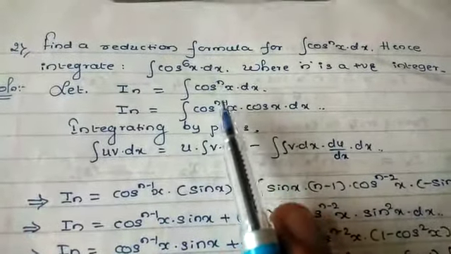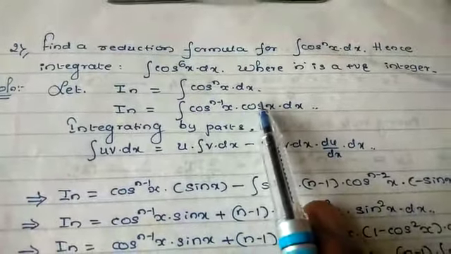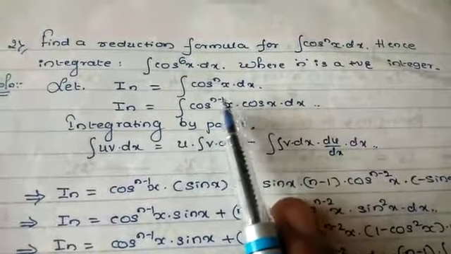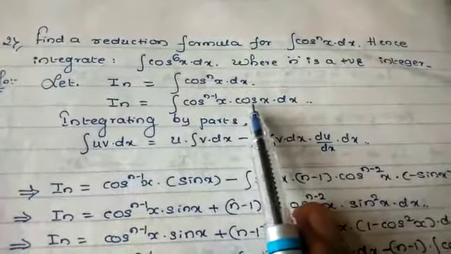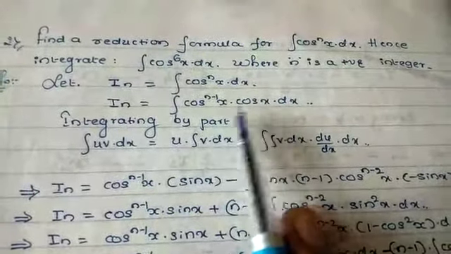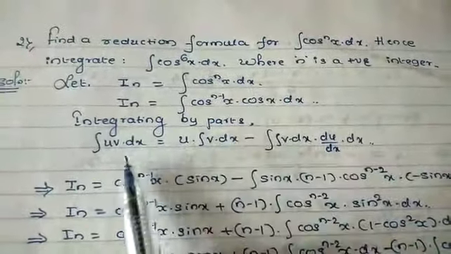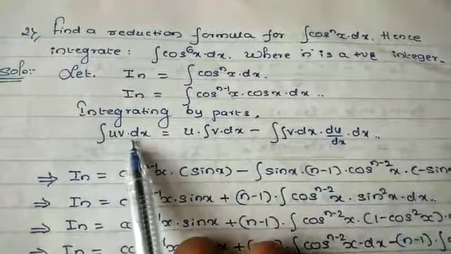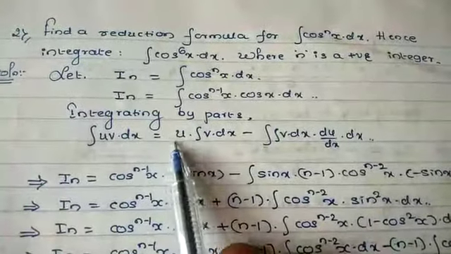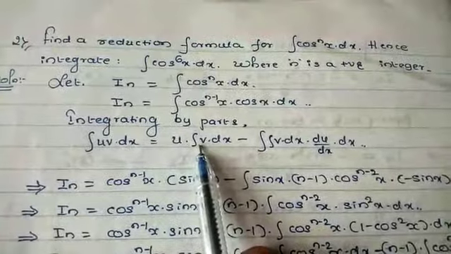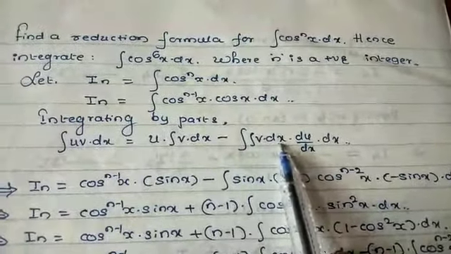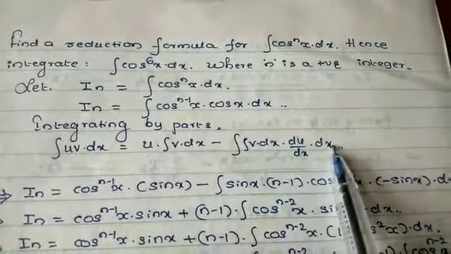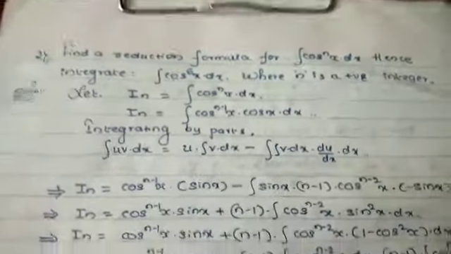Similar to sine, split it up as n minus 1 and 1. Plus 1 minus 1 gets cancelled, so it is cos raised to n x only. It is the product of two functions u and v, so apply integration by parts. The formula is: integration of u into v with respect to x equals first function u into integration of the second function, minus double integration of the second function into differentiation of the first function with respect to x.